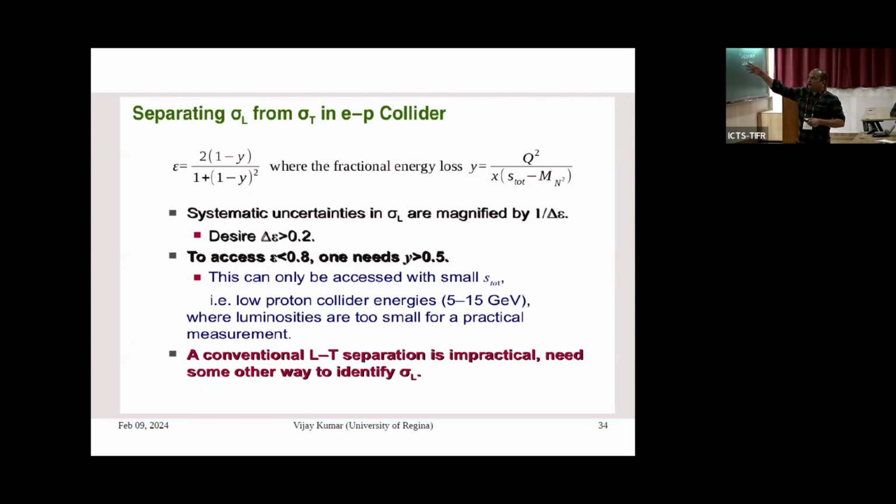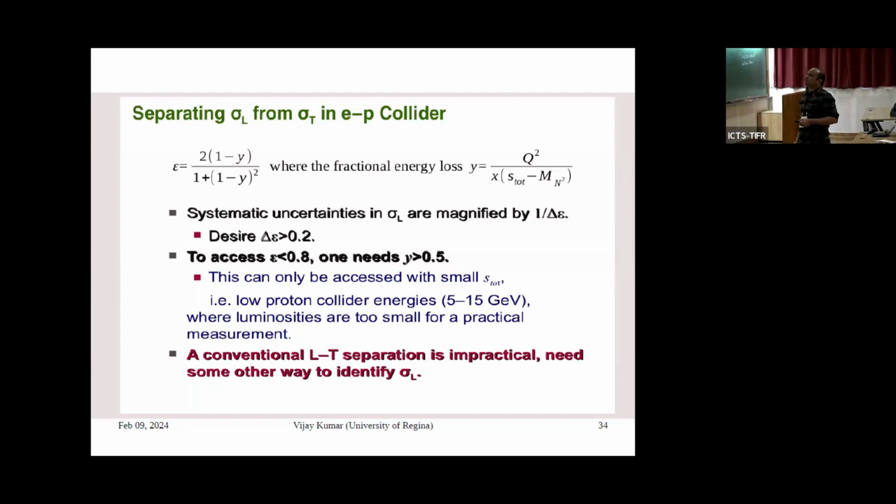I saw the projected result. That's for 1 epsilon, that is epsilon equal to 1. But another epsilon that we want lower than 1, let's say 0.8, for that we need this. Yeah, I understand. But this number we cannot get from this EIC that is now being built. So this can only be accessed with small this and low proton collider energy only. So luminosity is too small for a practical measurement.